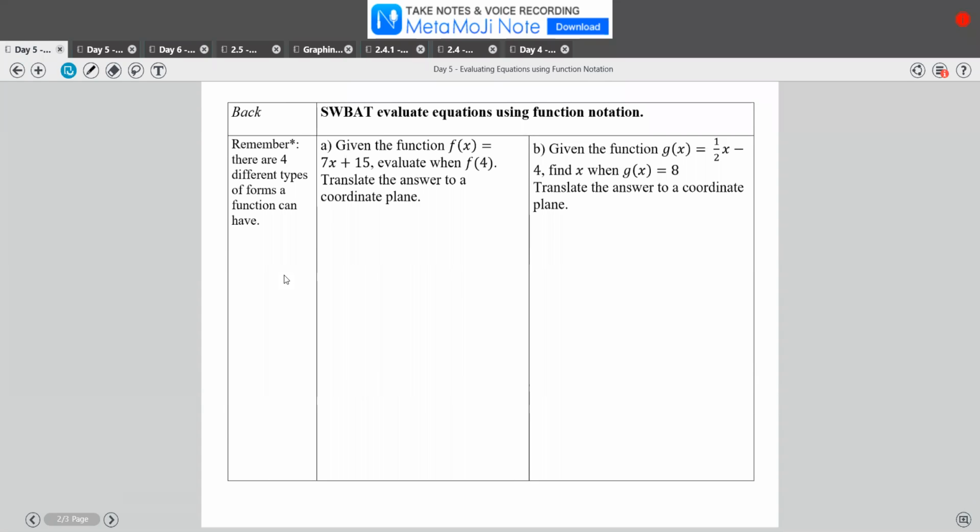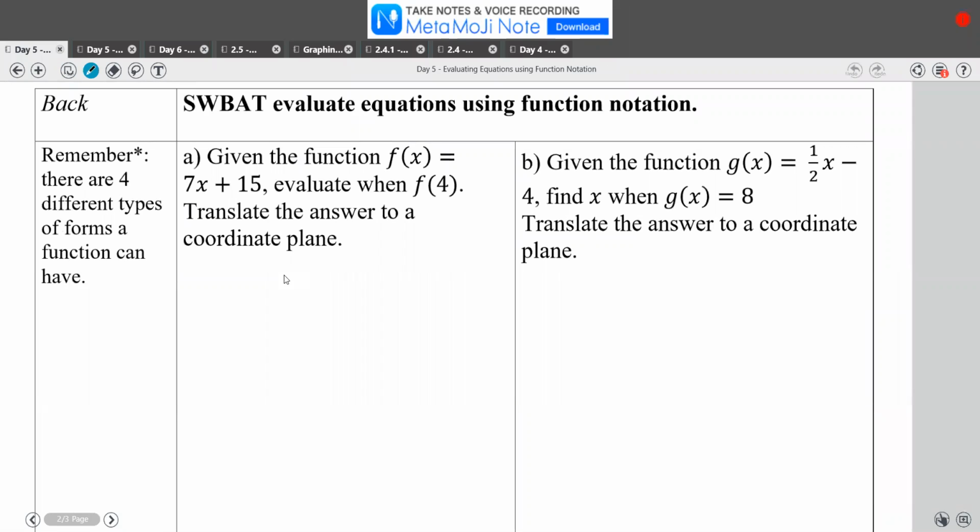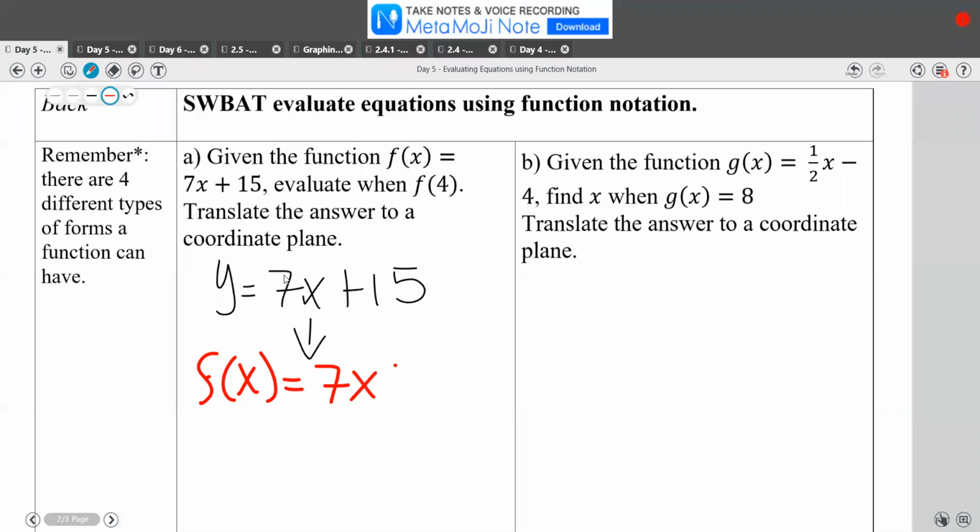Today's lesson is going to be about evaluating equations using function notation. What you got to know about function notation is that it's just a different way of writing equations. For instance, if I have y equals 7x plus 15, I can actually rewrite this as f of x equals 7x plus 15, okay? Y and f of x are exactly the same. Nothing really changes. It's just the way we write it down, okay?